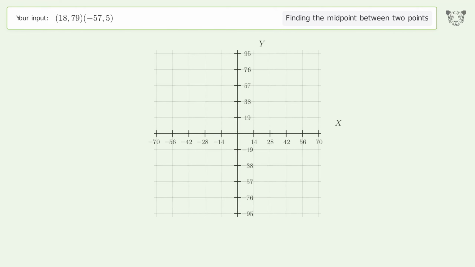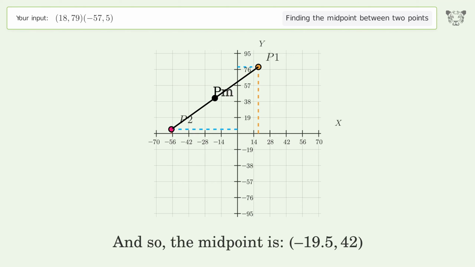And so, the midpoint is negative 19.5, 42.